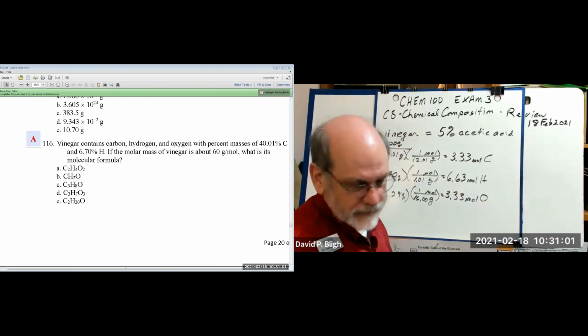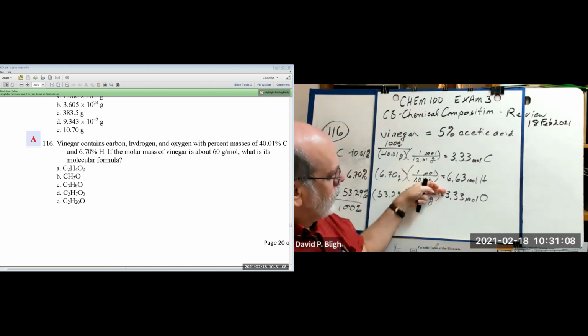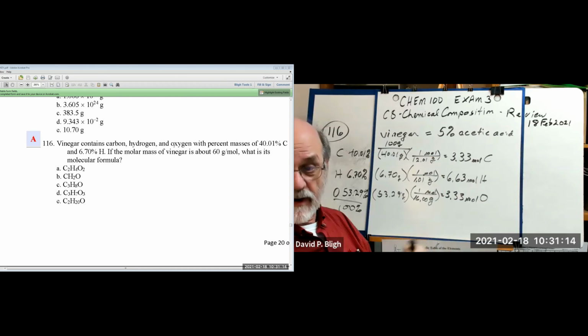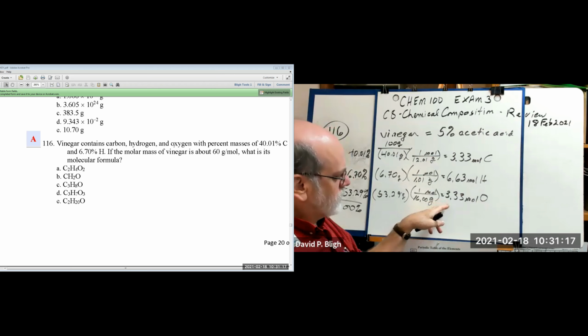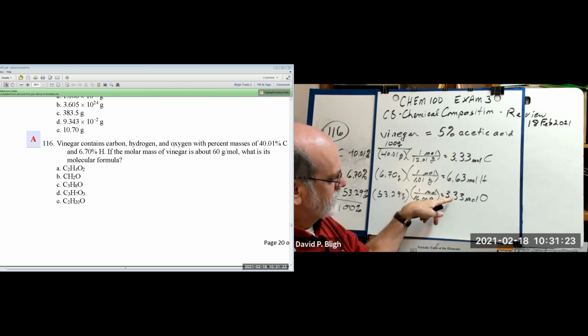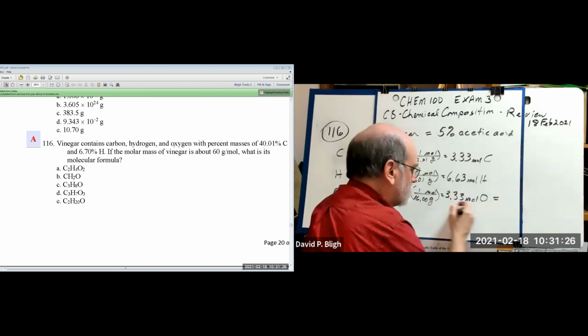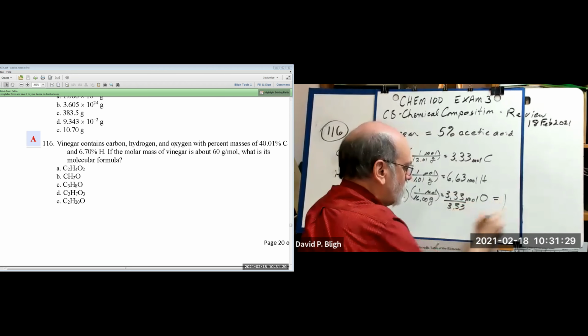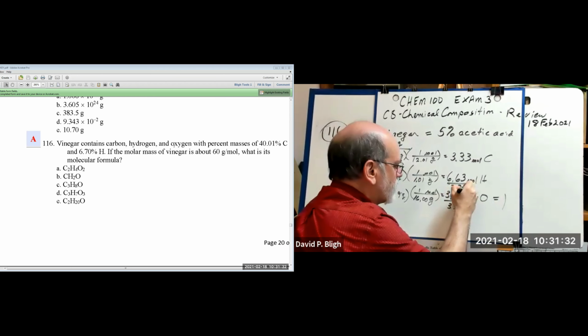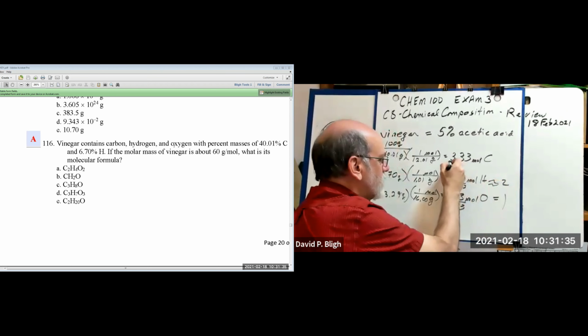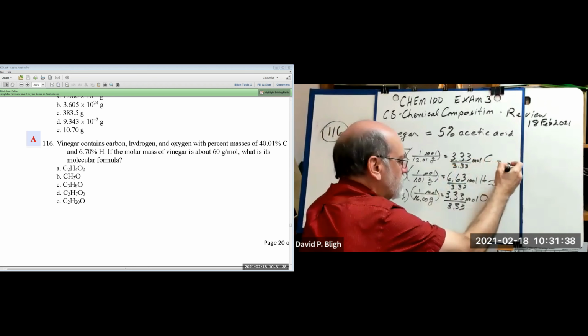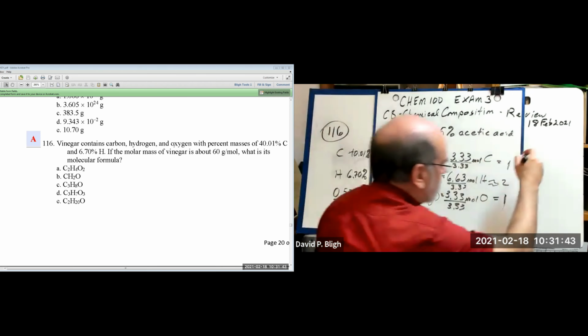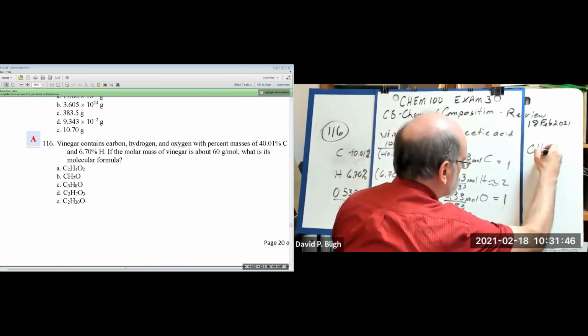So you could probably eyeball this one and see that the ratio is 1 to 2 to 1. But if you didn't see that, some of you, it's difficult to see that. You would divide the smallest one into everything. So divide 3.33 into each one of these. And this one obviously gives you 1. And 3.33 into that one is pretty close to 2. And this one is 1. So our empirical formula is CH2O.